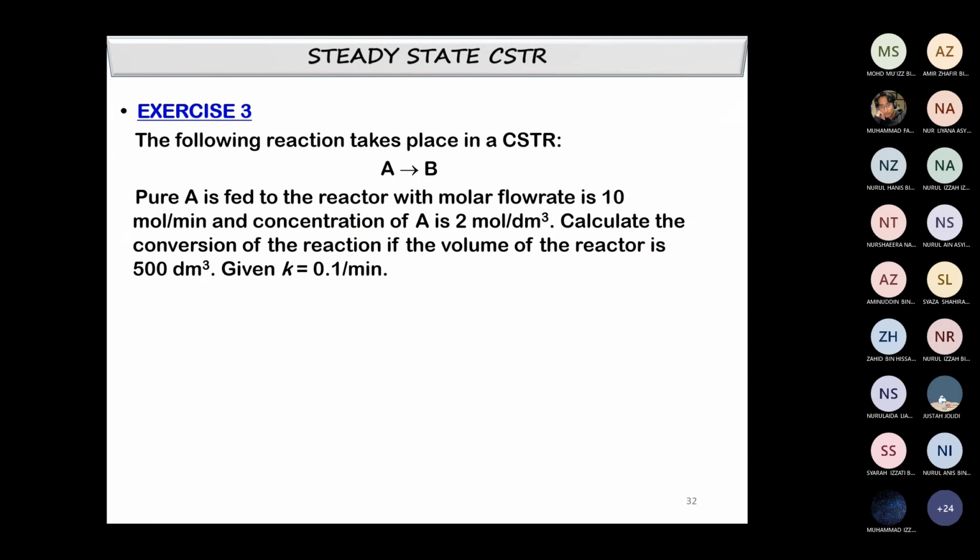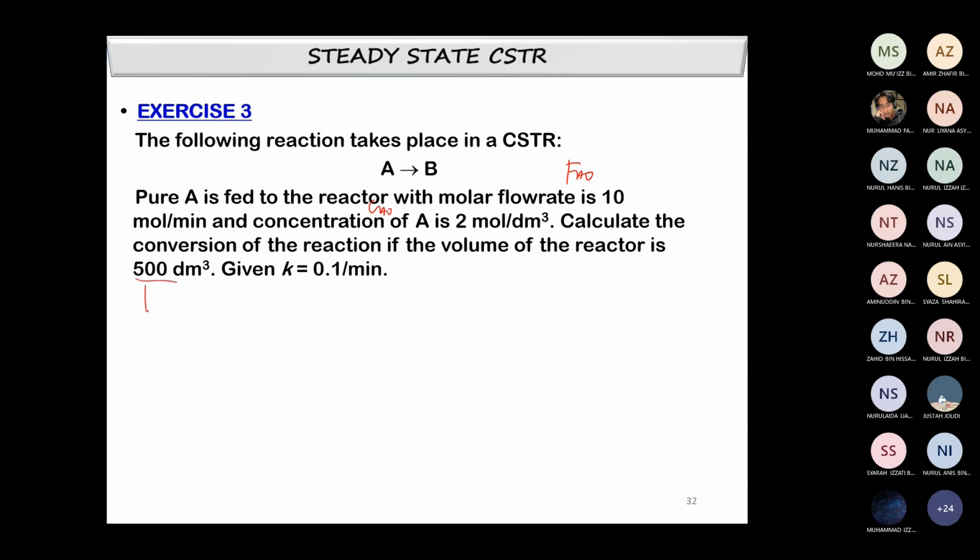Okay, and then we have exercise 3. Saya dah asingkan. Exercise 3, the following reaction takes place in a CSTR, A to B. Pure A is fed to the reactor with molar flow rate 10 mol per minute, so this is the FA0. And this is the CA0. Calculate the conversion of reaction if the volume of the reactor is V.